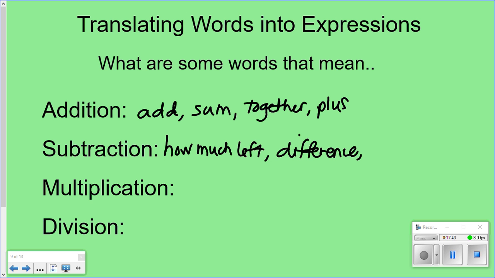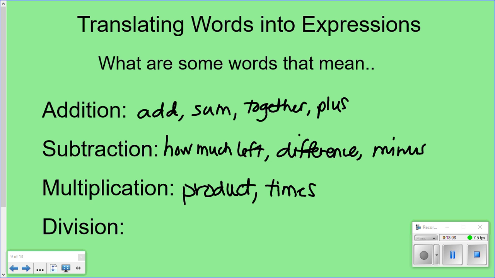Yeah. Minus. I was going to say that one too. Minus. Good job. What means multiplication? Anybody? Maddie? Product. Good one. That's the answer to a multiplication. Good job. There's like one more I can think of. Yep. Times was the other one.